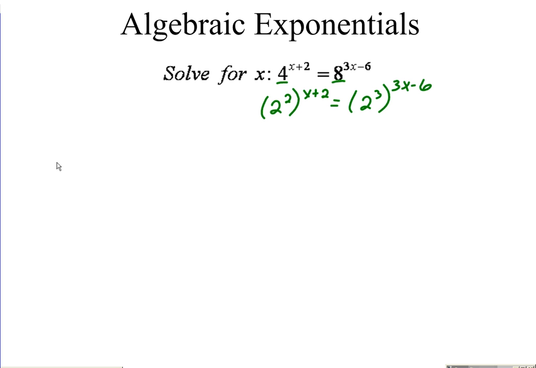Once again, we have power to a power. We multiply. So I take 2 times x plus 2. You need to remember to distribute. Same thing on this side. I need to distribute 3. We get 9x minus 18.